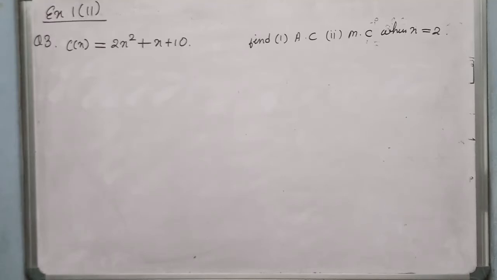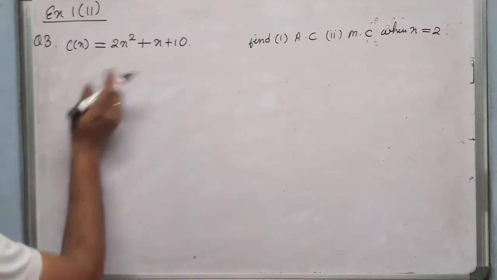Now, exercise 1.2, question number 3. In this question, the cost function is given: cost function is equal to 2x square plus x plus 10. Find 1, average cost, and 2, marginal cost when x equals 2. x equals 2 means the number of units of the commodity is 2. First of all, we'll calculate the average cost.